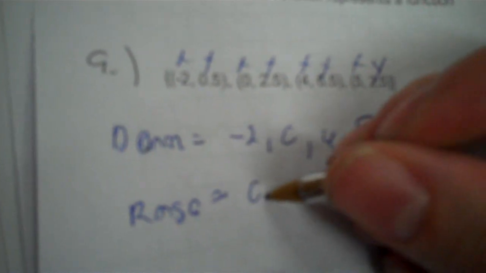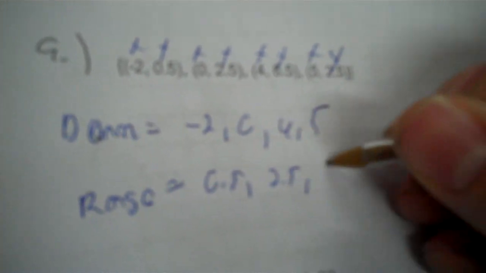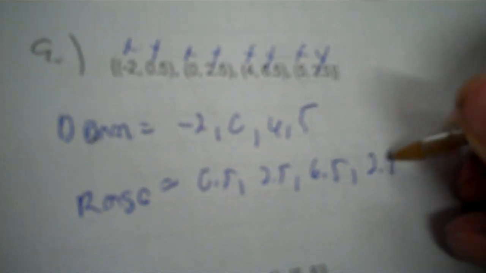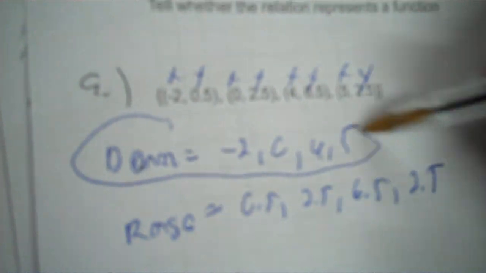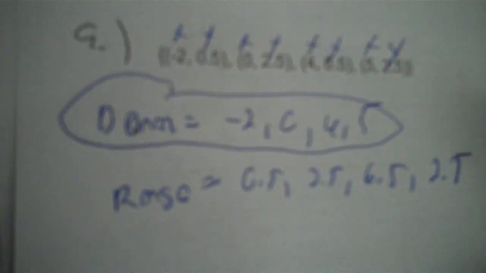So domain, tell whether the relation's a function. So domain, range. Negative 2, 0, 4, 5. That's your X's. 0.5, 2.5, 6.5, 2.5. Now remember, this is all about the domain. It doesn't matter if the range repeats. It's the domain. I don't have any repeats. That is a function.